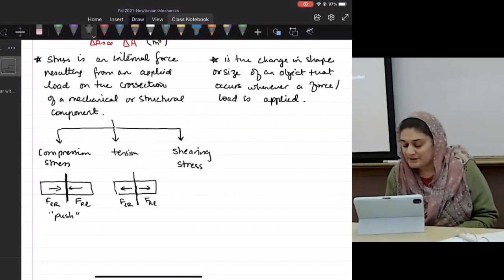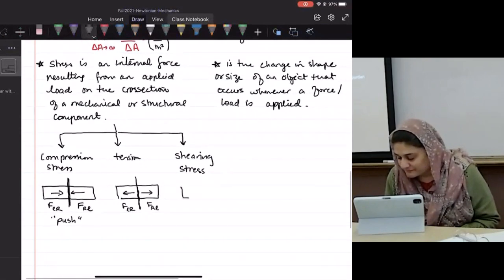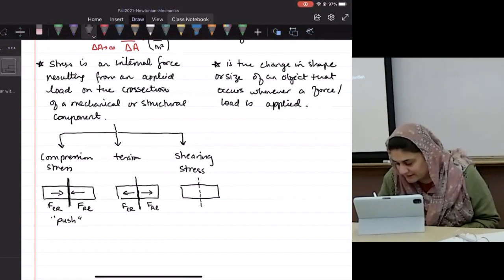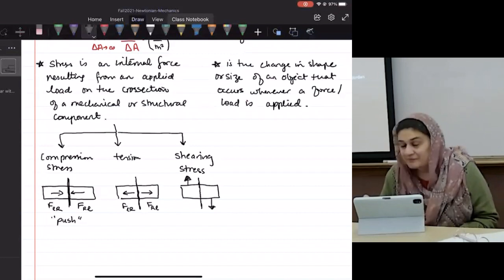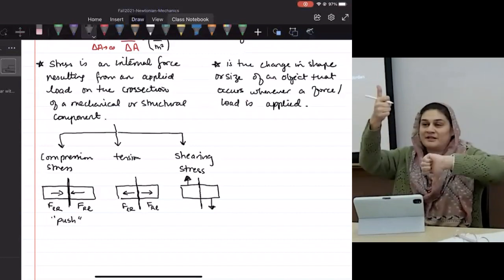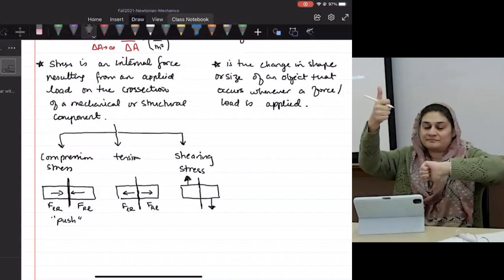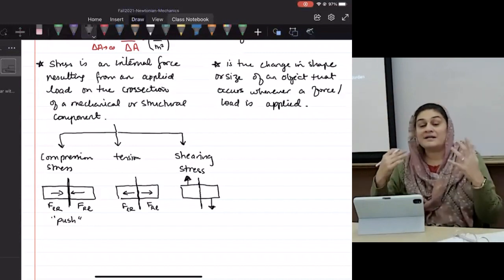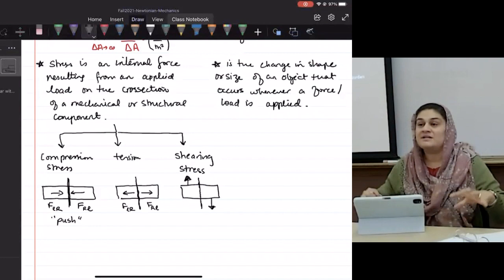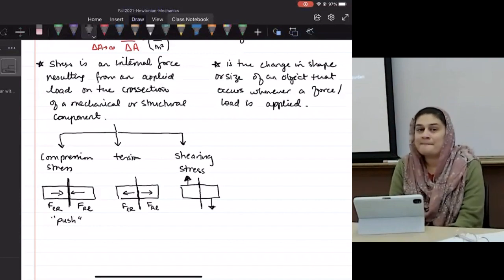Okay, what is a shearing stress? Same kind of idea, but instead of being pulled parallel, they're being pulled vertically. And as engineers, all of these you have to worry about.